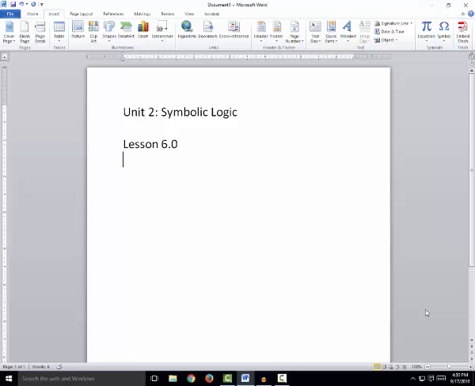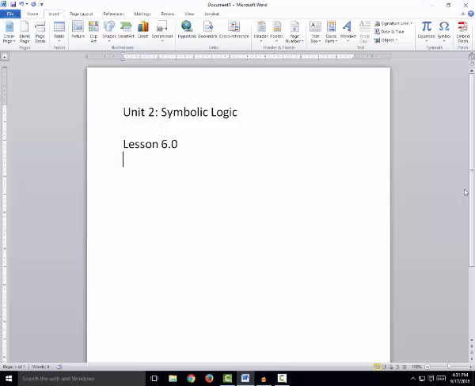Okay, it's time to start the second section of the class. I'm calling this Unit 2, and it's on symbolic logic. I'm going to call this first lesson Lesson 6.0. There's no 6.0 section in the book, but I wanted to introduce you to the concept of symbolic logic in a way that's slightly different from the book. That is, we could just start introducing these symbols and thinking of them as abbreviations for English sentences.